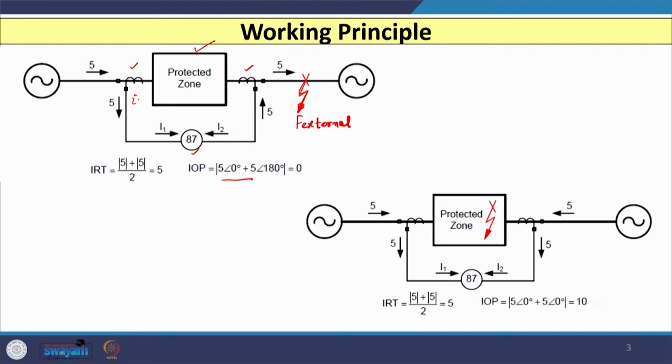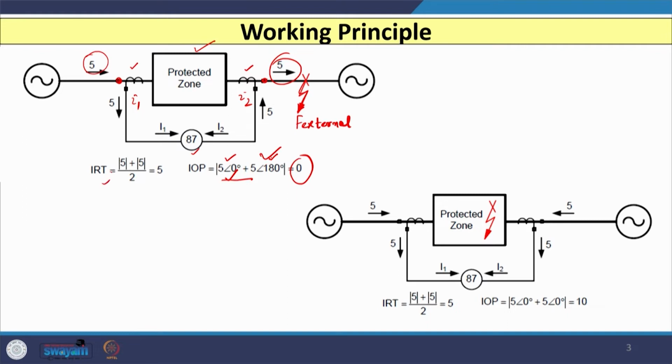If I consider this current as I1 and this current as I2, then one current is 5 angle 0 and the other is 5 angle 180, because if I consider the dot here, the current entering and the current leaving are 180 degrees out of phase. So your operating current will be the phasor addition of the two currents I1 and I2, and then you take the absolute value. This value comes out to be 0.